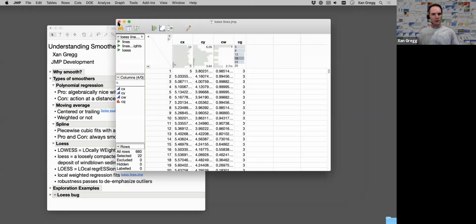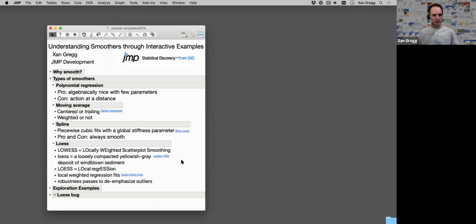Okay, so that's a little bit of what loess is. Oh, and there's also this robustness pass, which I always forget to mention, which is part of the original description that some people leave off altogether. Basically, since this was a technique for exploratory looking at data, you want to have some mechanism for de-emphasizing outliers so they don't affect the trend too much. And so that's what these robustness passes are.